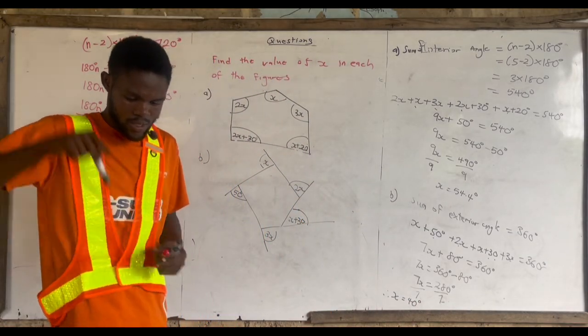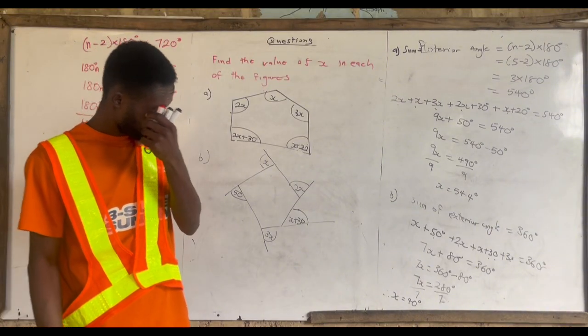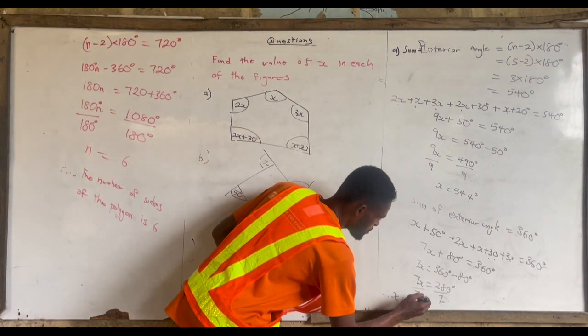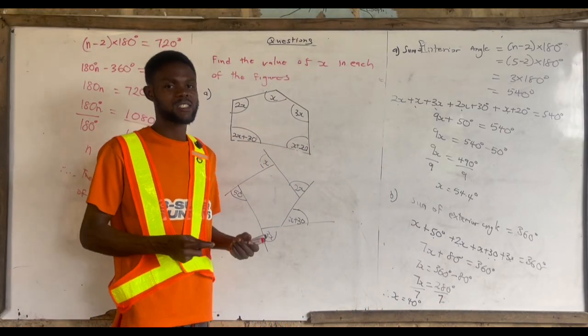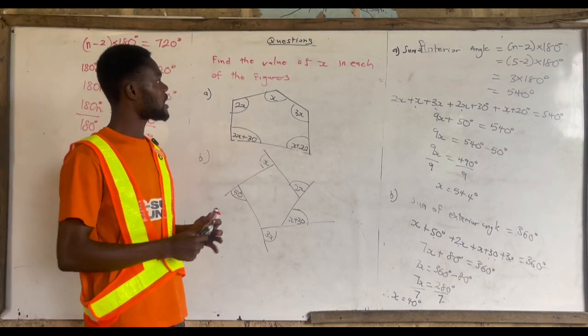So that is it. We are going to have 40 degrees. We divide both sides by 7. Yes, 40 degrees. So these are the questions under polygons.